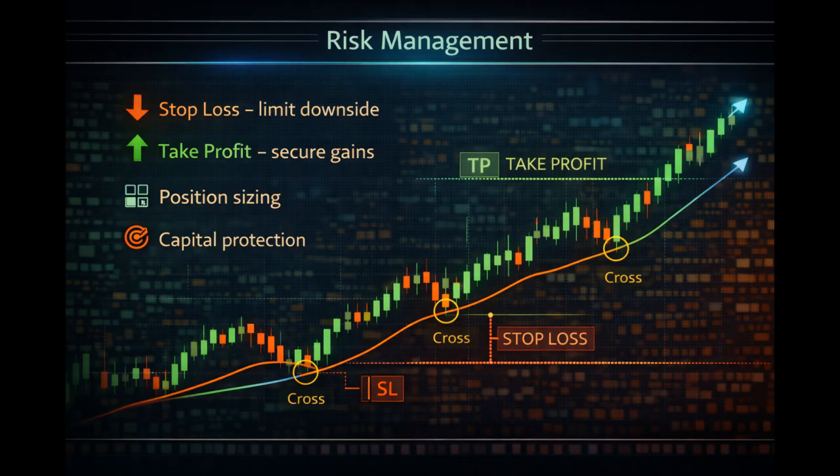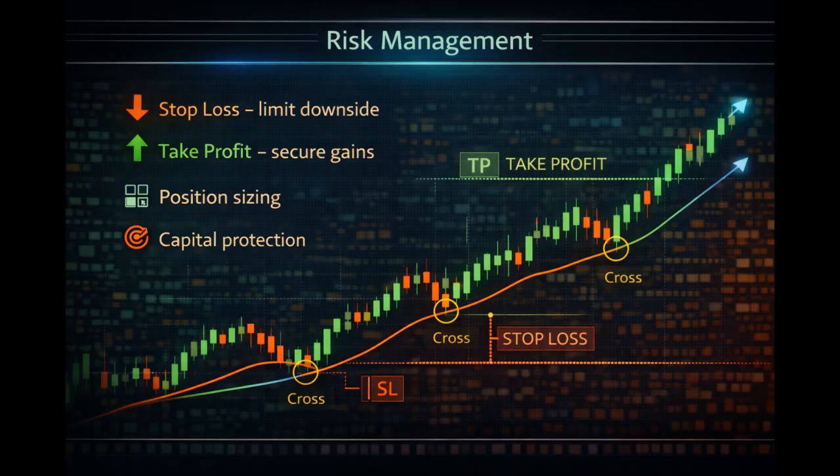Risk management. Risk management ensures that losses remain controlled. Stop loss. A stop loss automatically closes a trade if price moves against the position. Take profit. A take profit order closes a trade once a predefined profit target is reached.